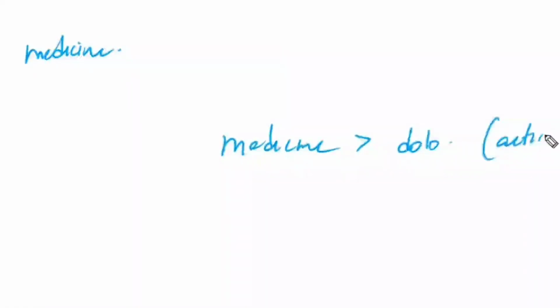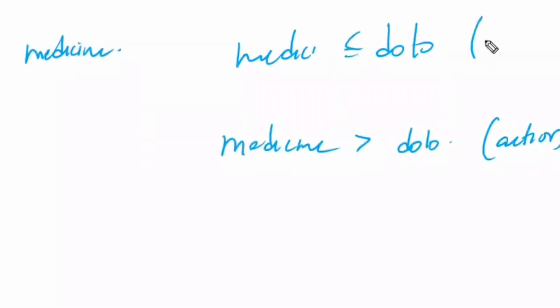When will you take the action? When this medicine is greater than the Dolo and its performance is nice, you will take it. This is called action. When this medicine is equal to Dolo or less than Dolo, then no action. You will continue with your Dolo only.